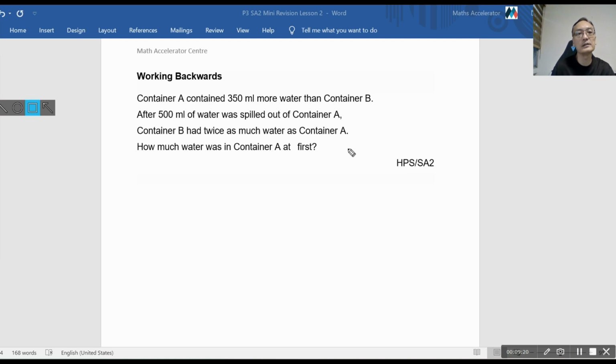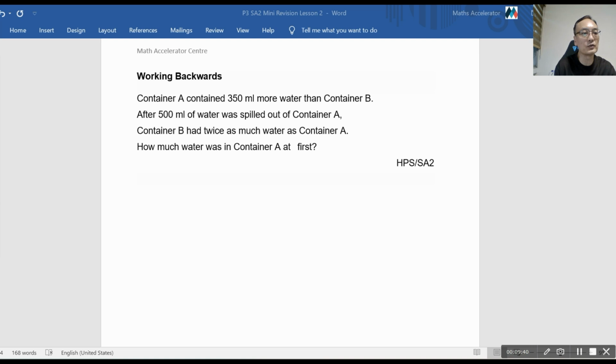A container contains 350 ml more water than container B. After 500 ml of water was spilled out of container A, container B had twice as much water as container A. How much water was in container A at first?